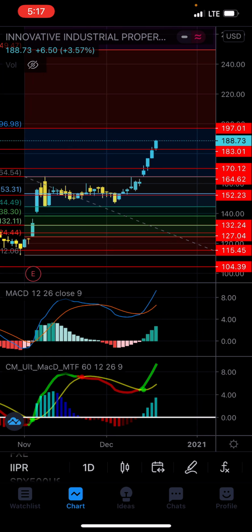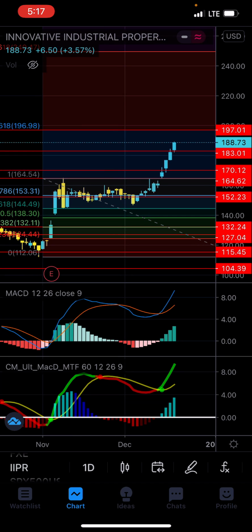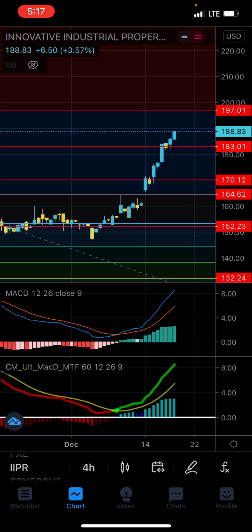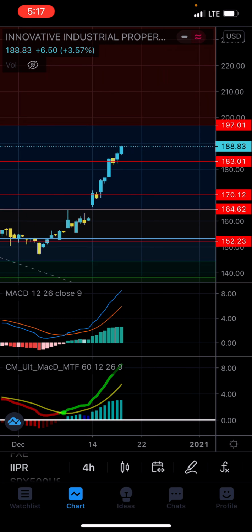But as of right now, I'm extremely bullish. There's no reason to be bearish on IIPR. I'm like 85, 90% sure we're going to hit that 197 level area. On the 4 hour, we're extremely bullish right now. Yeah, there's no reason for us to go any lower.